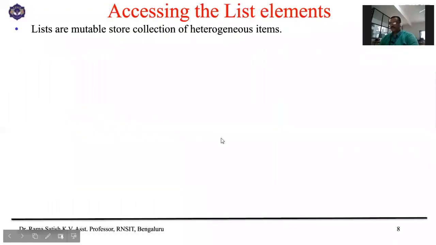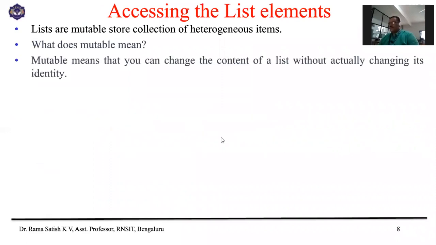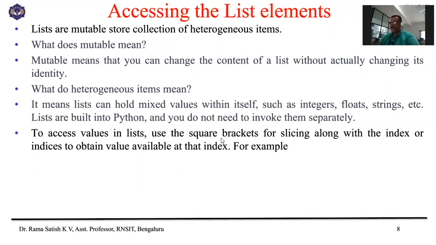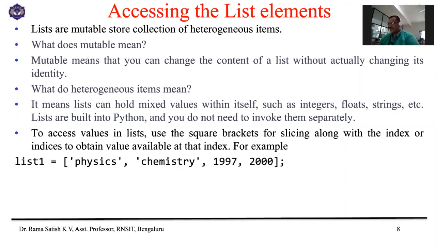And further, what do you mean by mutable? Mutable means that you can change the content of the list without actually changing the identity. Yes. And lists are heterogeneous. It means you can store mixed data. Accessing the elements, you can access using index numbers.